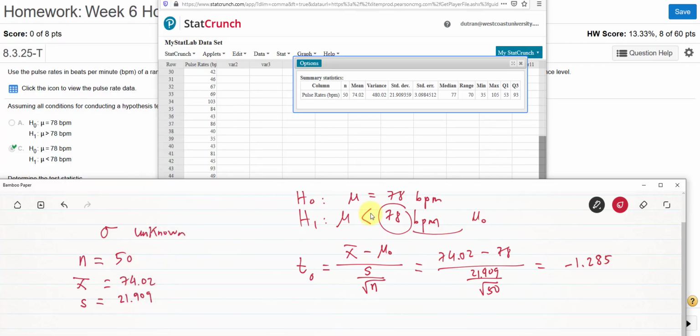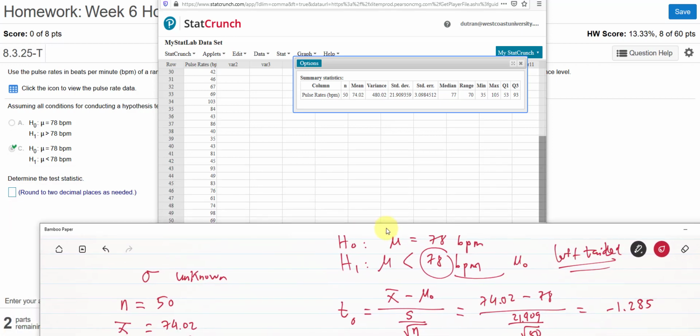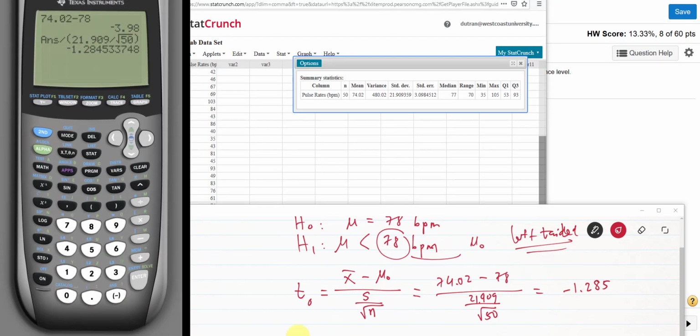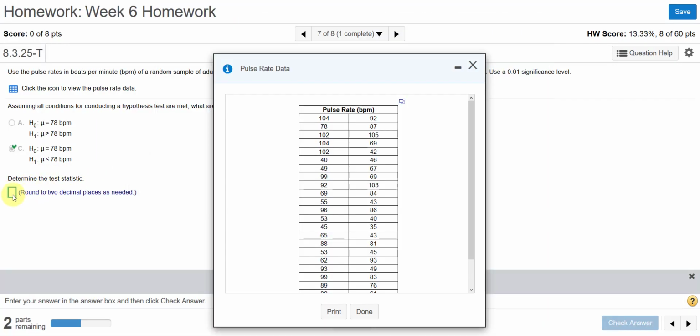Alright, this one is pointing to the left, right? The arrow. So in this case, it's the left tail case. So how do I find the test statistic? Well, we just found negative 1.285. They ask you only for 2 decimal places. So negative 1.28.